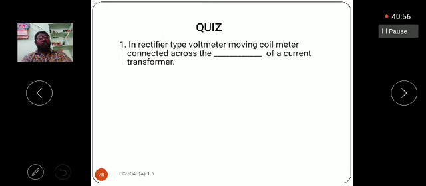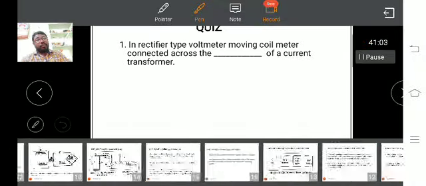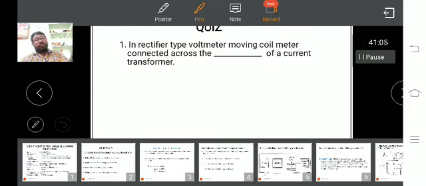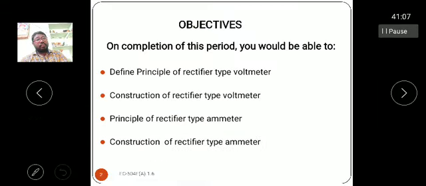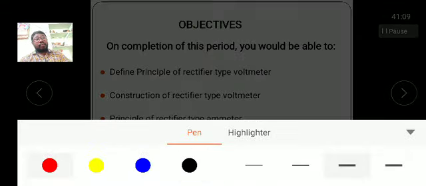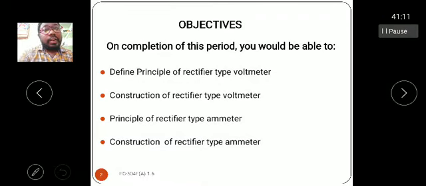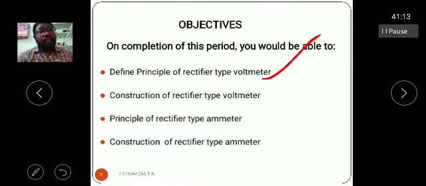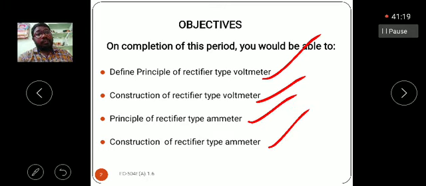In this part, we have one small quiz related to this topic. Again, I am showing all the PPTs one by one. These are the points I covered: the principle and construction of the rectifier type voltmeter, and the principle and construction of the rectifier type ammeter.